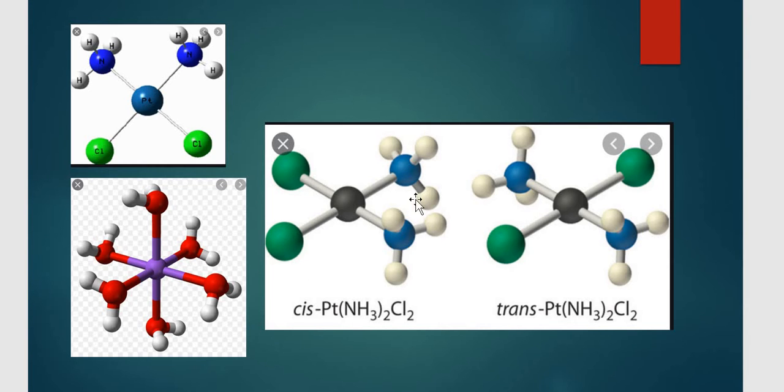It can be cis when similar ligands are on the same side, or trans when they are on opposite sides. This is a beautiful three-dimensional view of the coordination compound, where in the center we have a central metal and the ligands are arranged in space with a specific geometry.